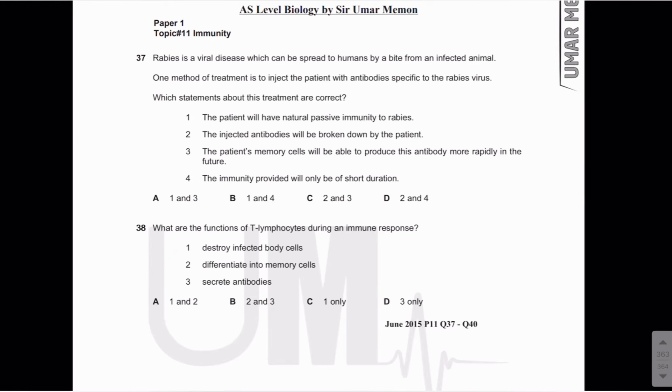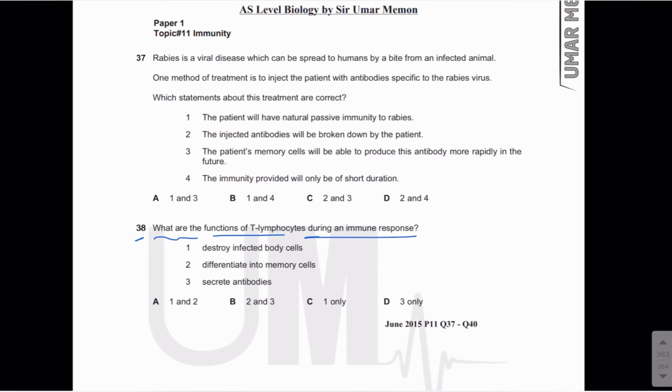Hello everyone, in this video lecture we will be discussing some MCQs from the chapter Immunity from AS Level Biology 9700. Let's start. Question number 38. What are the functions of T lymphocytes during an immune response?